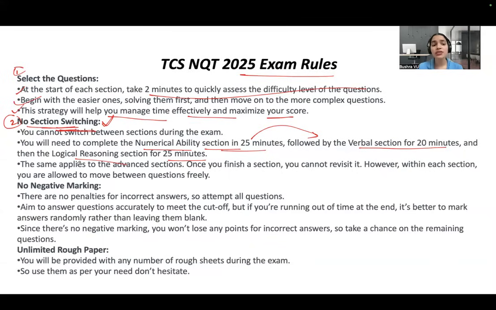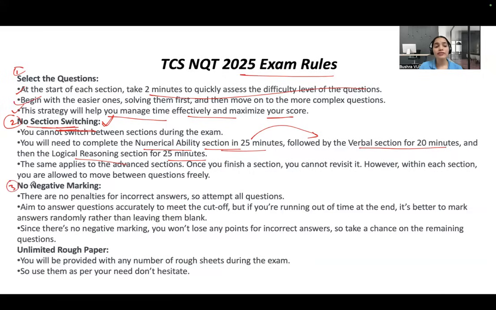The same thing applies to the advanced sections also. You can finish a section and you cannot even revisit it, okay? But if you are in that section, you can move between the questions freely. So whatever section you are in, try to finish all the questions. You can move between the questions, so get done with the easier questions first within a section. But the section is restricted, the timeline is restricted. So keep that in mind, okay?